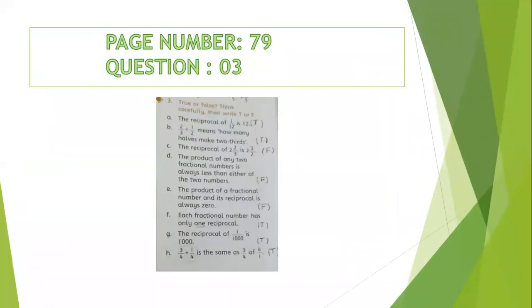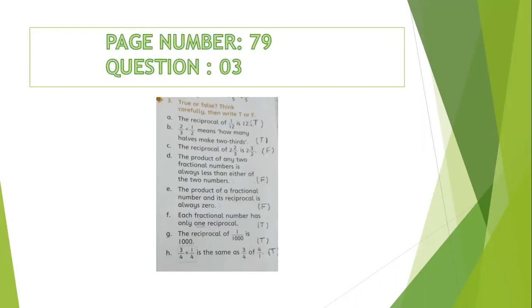Question 2 of this page is your homework. These two parts are the same as what we have done in part F, because both numbers are in the form of mixed numbers. This is your homework, page 79, question number 2. I also mentioned this at the end of this meeting.